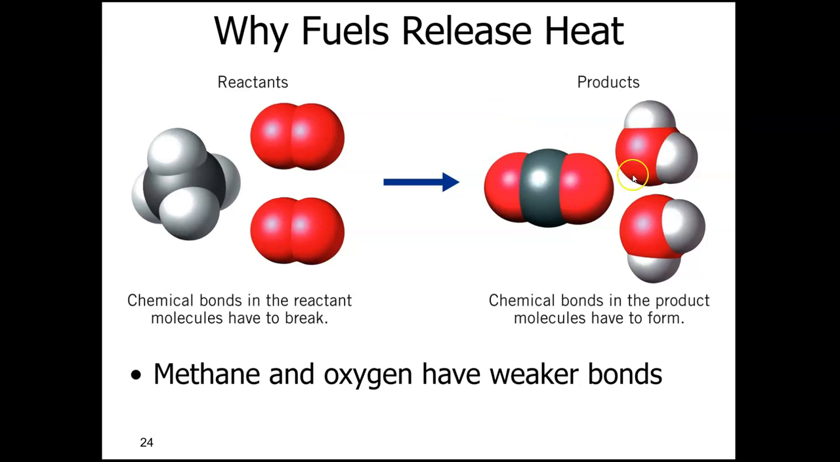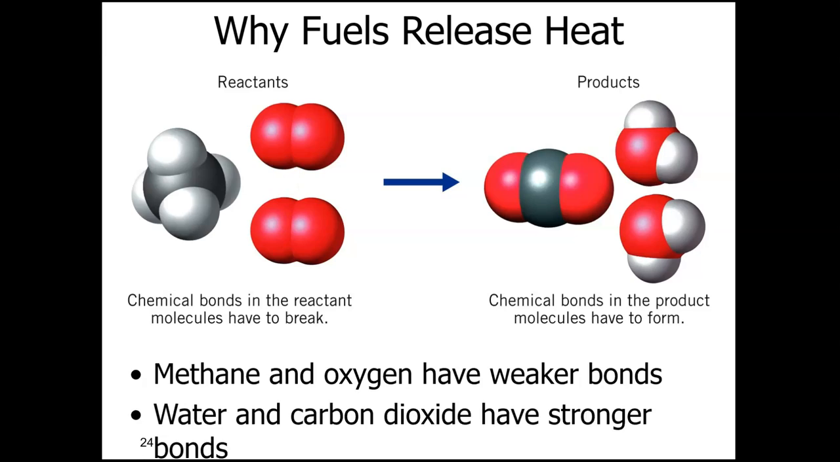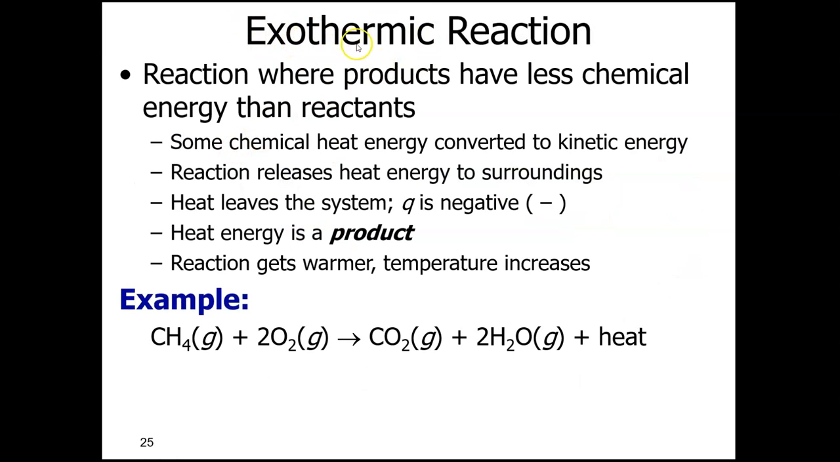And then the formation releases more energy than it costs us to break these apart. So this is a vocabulary word, exothermic. An exothermic reaction is where products have less chemical energy than the reactants. So these have less potential energy, and this chemical reaction that happened releases heat. So heat leaves the system, and this heat is kind of treated as a product. The reaction temperature gets warmer, the temperature of the system increases in this example.